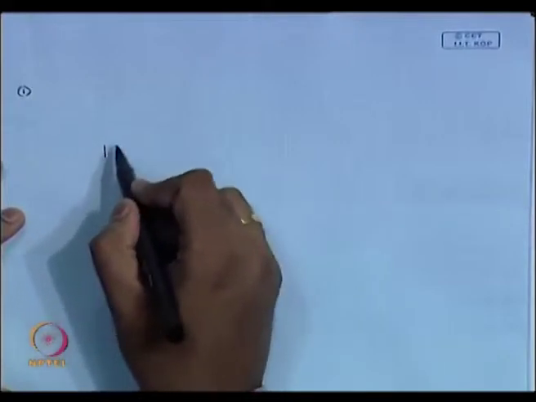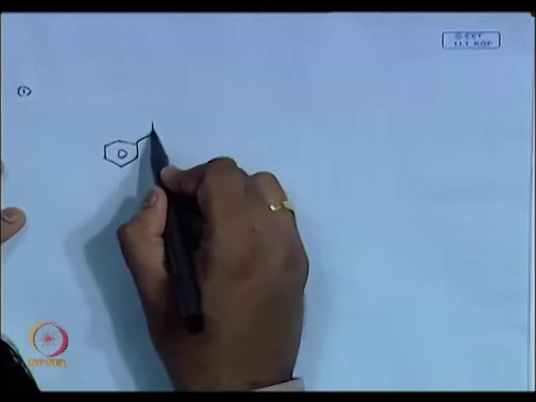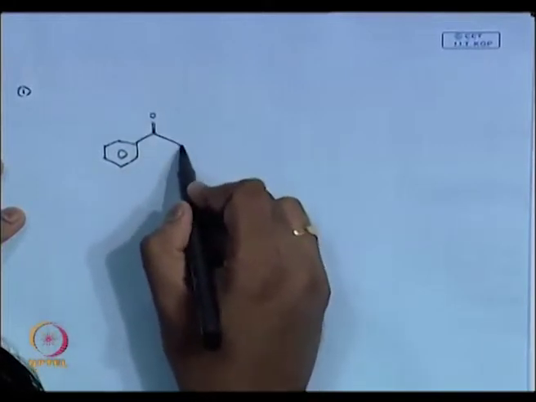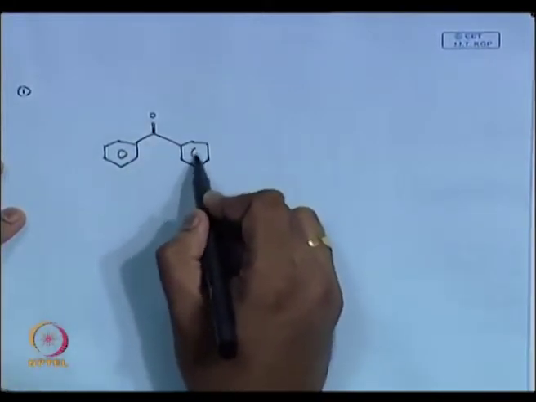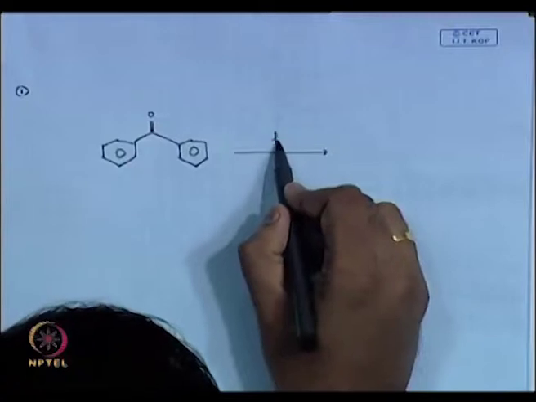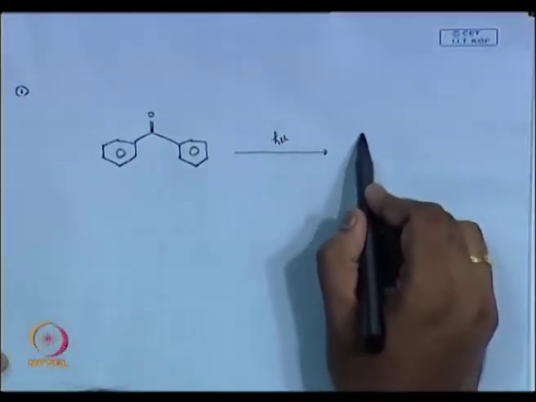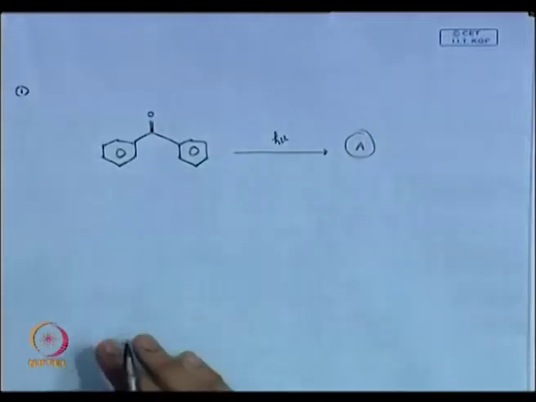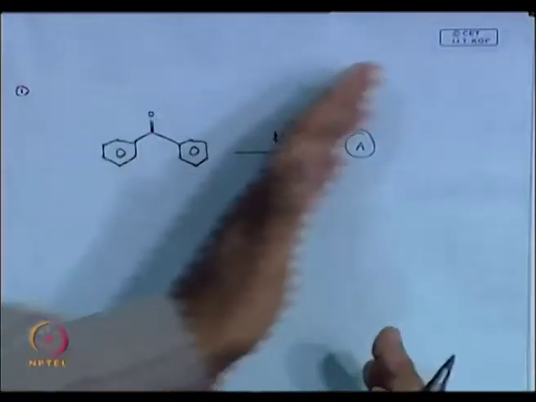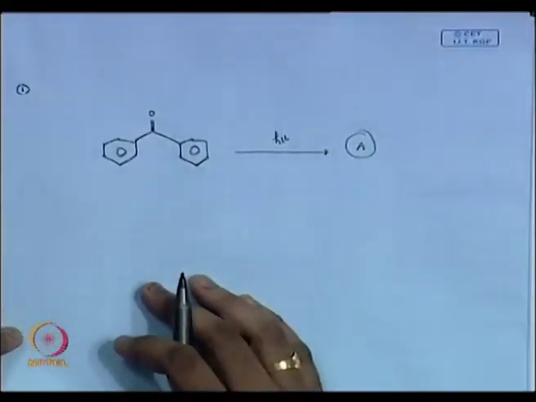For example, I am taking benzophenone, or you can take any ketone. Just for namesake I am taking benzophenone. You will take any ketone. If I photolyze this, I get a product, I call it A. So, I take any ketone, I get a product, I call it A or B, whatever. You can get any number of products.